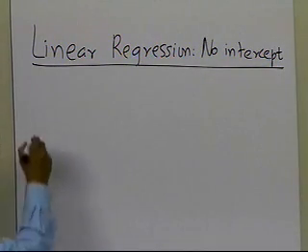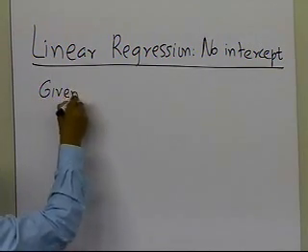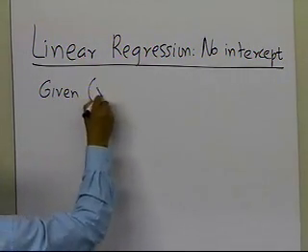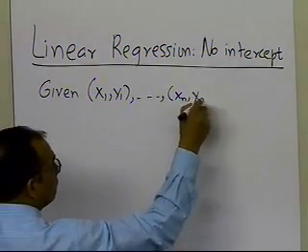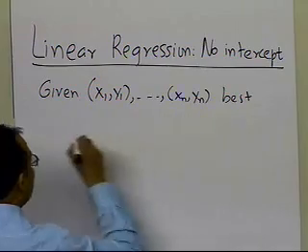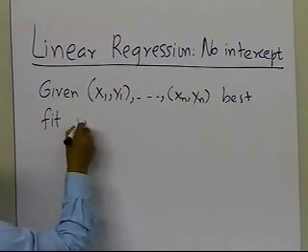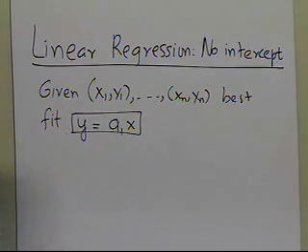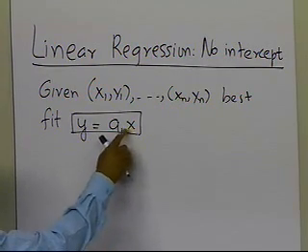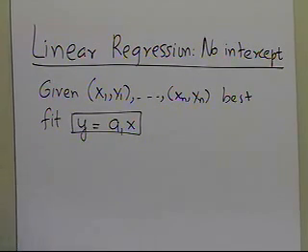If you remember, what we are trying to do here in the linear regression with no intercept is, given x1, y1 all the way up to xn, yn, somebody is telling you to best fit y is equal to a1x. That's it. There is no intercept. There is no a naught quantity in your linear regression model. What that means is that the regression model is going right through the origin, because when x is equal to 0, y is going to be 0 as well.